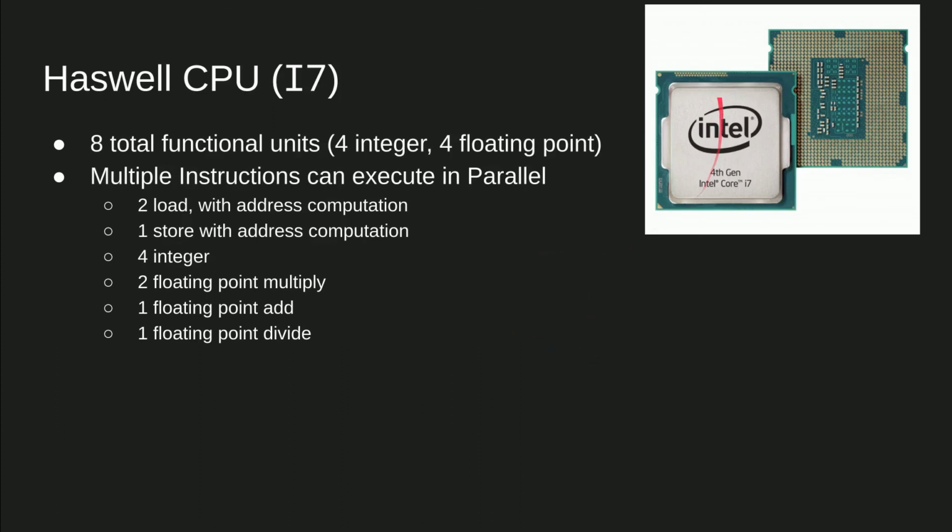If we look at some newer CPUs, Haswell, one of Intel's i7 4th generation chips, they have 4 integer and 4 floating point functional units. You can do multiple loads, so if you're just reading memory, you can do 2 at a time, and 1 store. And these are the different types of operations you can do: 4 integer, 2 floating point computations, 1 floating point add, 1 floating point divide, all at once in the same cycle.